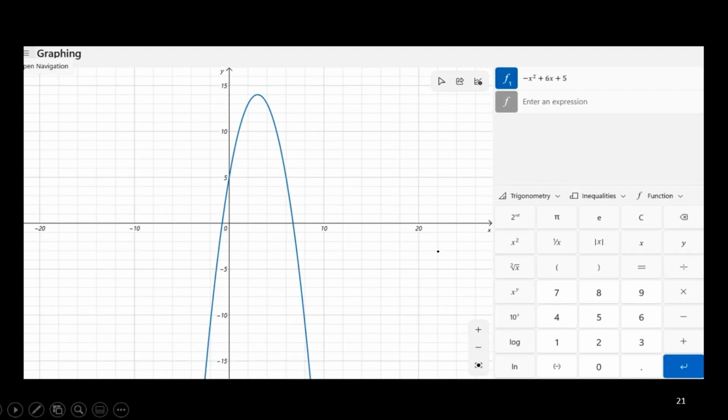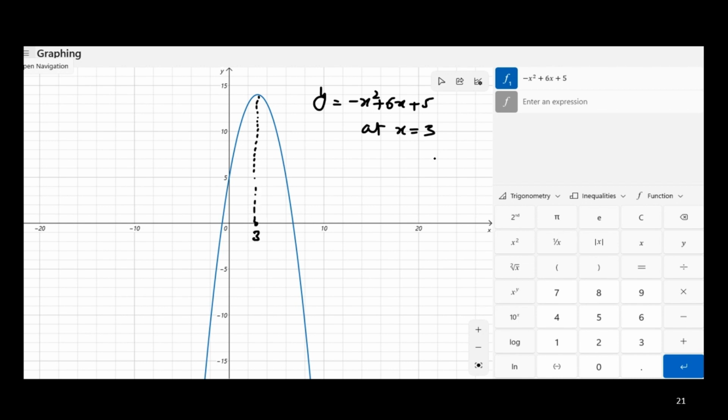One more graph. In this graph, y is minus x squared plus 6x plus 5. And check here. At x equals 3, you just see this graph very carefully. At x equals 3, the value of function is 14. Check this, 14, right? So at x equal to 3, y is 14. Can we solve this straight away?